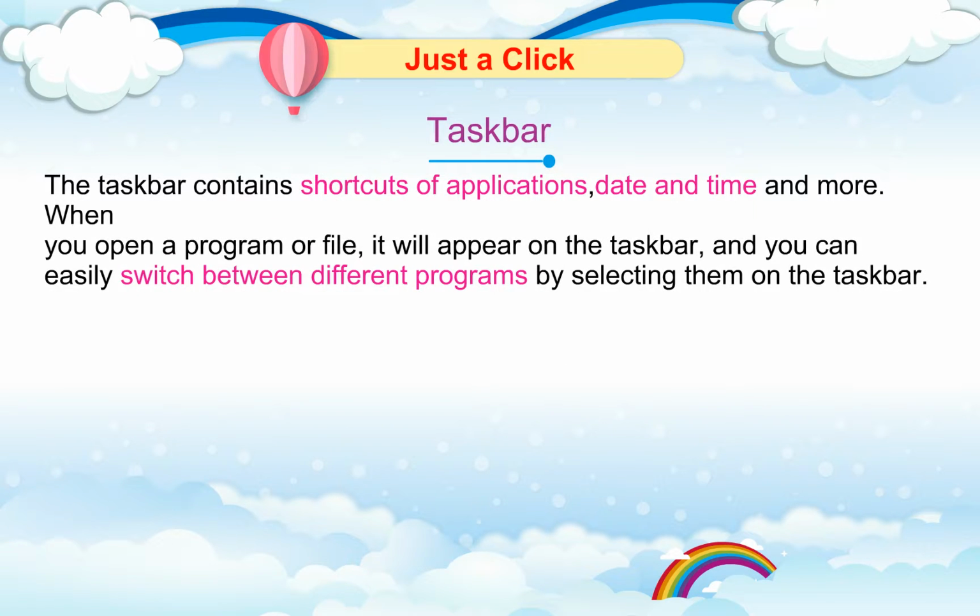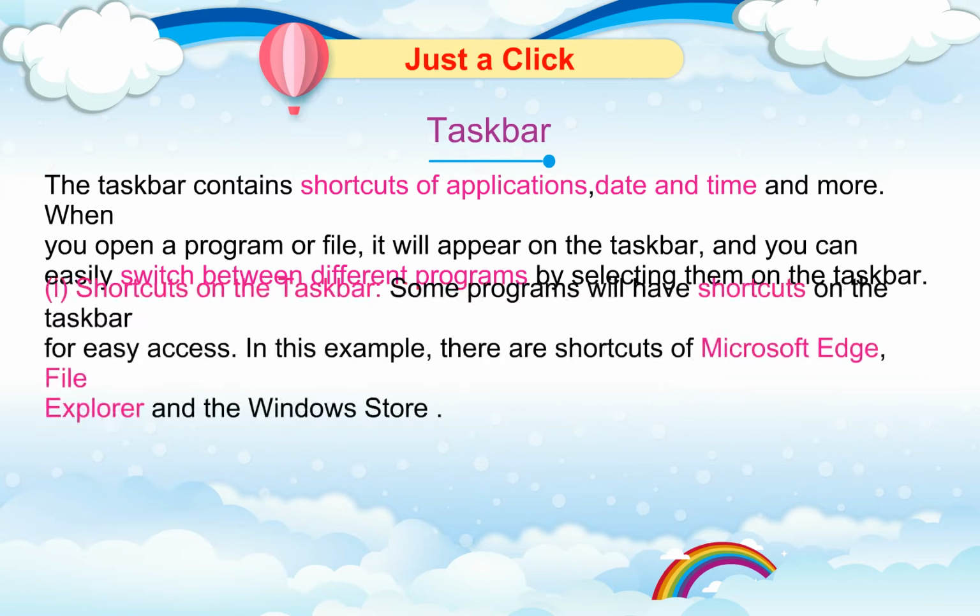Taskbar. The taskbar contains shortcuts of applications, date and time, and more. When you open a program or file, it will appear on the taskbar, and you can easily switch between different programs by selecting them on the taskbar.